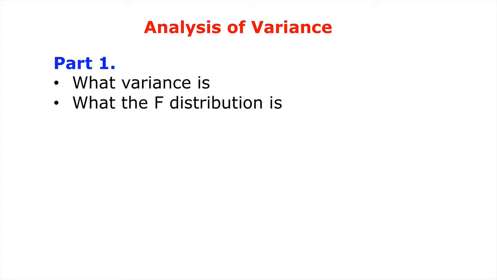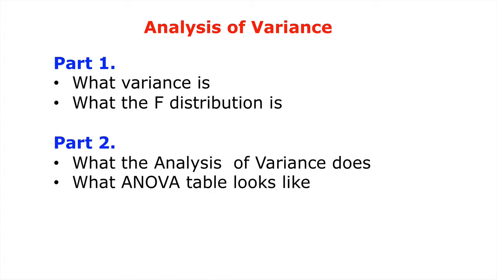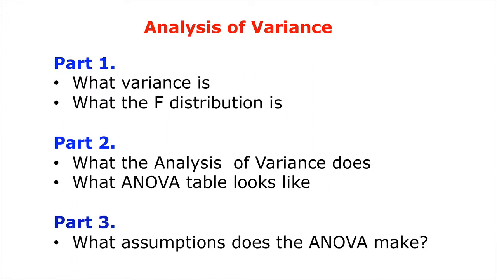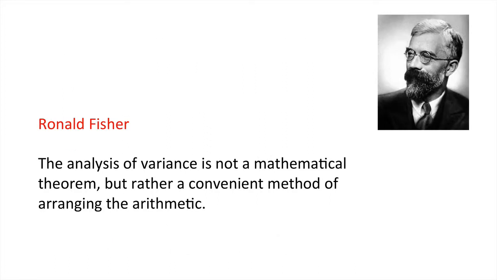In the first part, we saw what variance is, and I explained what the F distribution, an important distribution underlying the analysis of variance, is. What we'll do now is have a look at what the analysis of variance actually does when it interprets data, and we'll have a look at the major output of the analysis of variance, the so-called ANOVA table. And then finally, in the third part, we're going to be looking at the assumptions that the ANOVA makes.